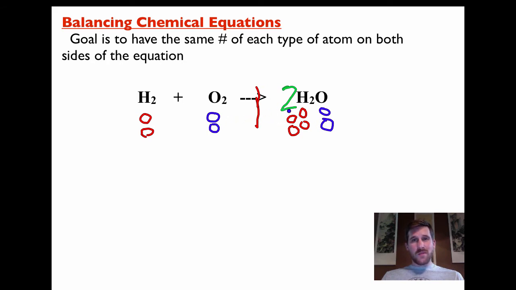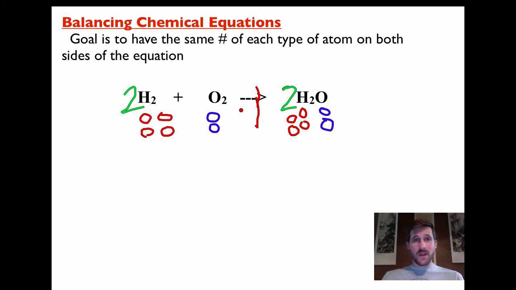Great. But by doing so, I changed my hydrogens. So now my hydrogens are not balanced, and I need to do one more thing. I need to put a 2 here. And now 2 times 2 will give me 4 hydrogens on this side. When we're all done, we double check. Yep, I got 4 hydrogens here, 4 there, 2 oxygens, and 2 oxygens. I'm balanced.